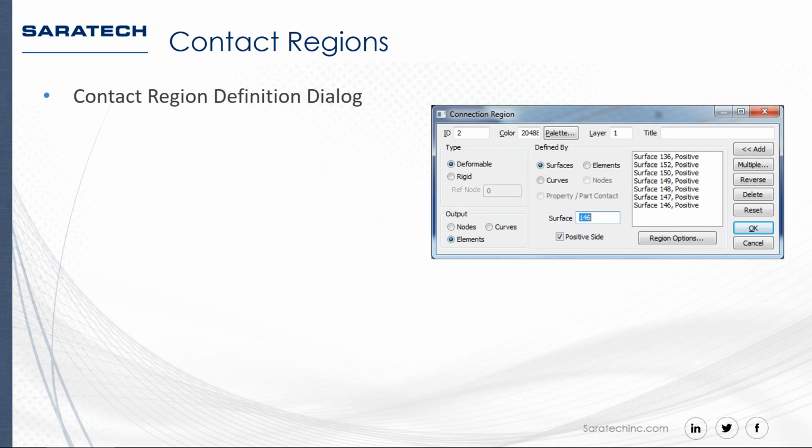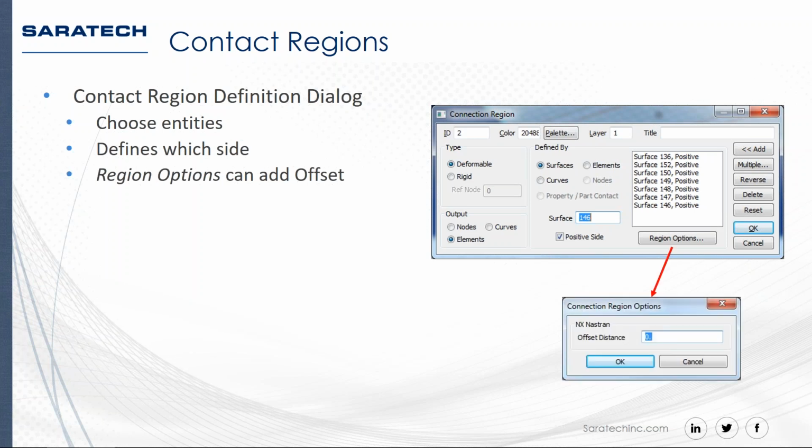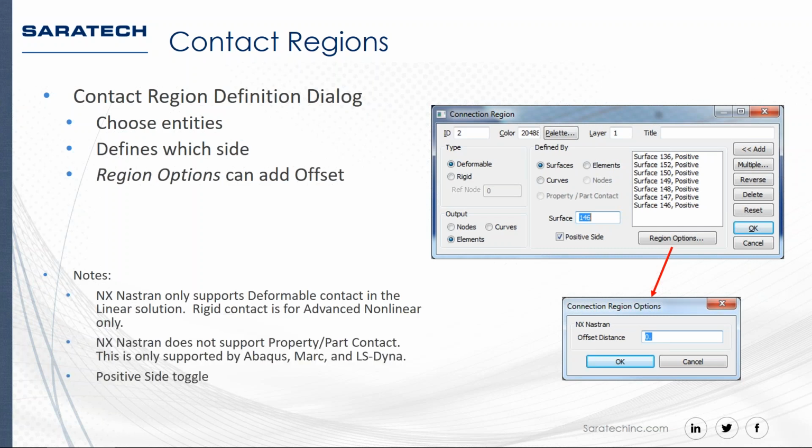So let's talk about regions now. Here you can see the connection region dialog. So you have a few different options here. First is, of course, selecting the entity. So you have surfaces, elements, or curves in this case. You also define which side, let's say positive or negative, which is very important with this checkbox here. And with the region options button, you can add an offset if you'd like.